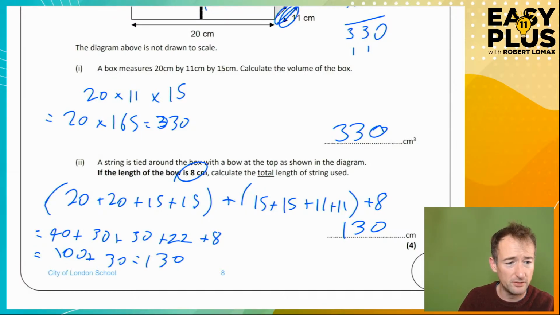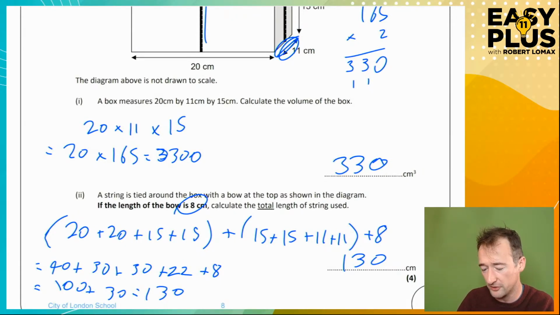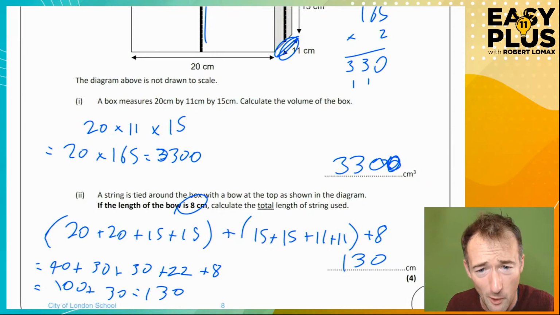It is 3,300, not 330. What have I done? Oh, blimey. Thank you for the correction. That is most embarrassing. Yes, you are quite correct. I did 2 times and forgot to times it by 10. Oopsie daisies. You forgot to add the 0. Thank you for the people in the live comments. How embarrassing.